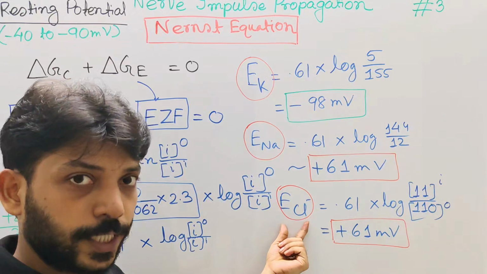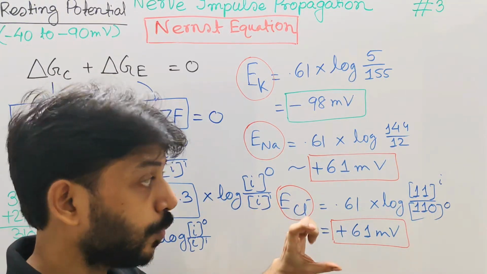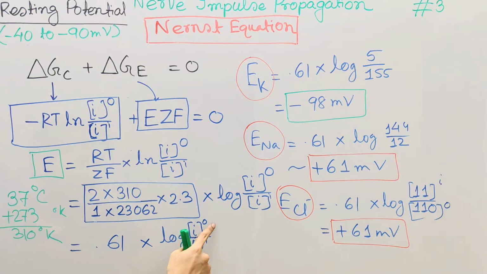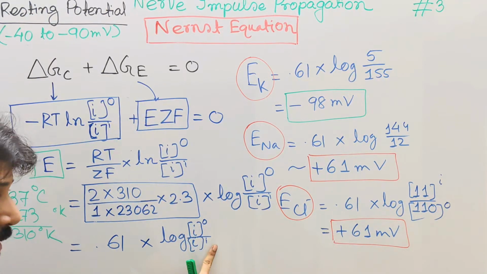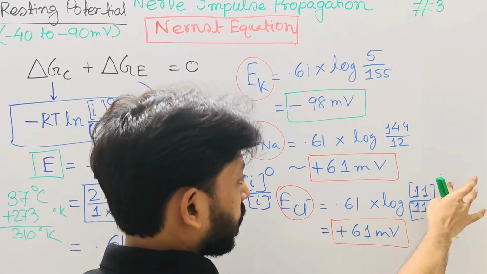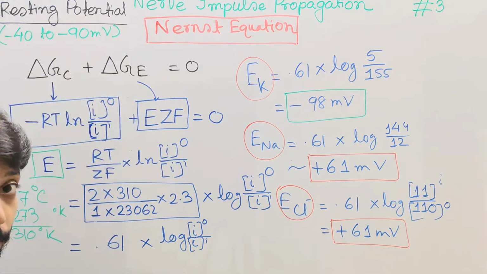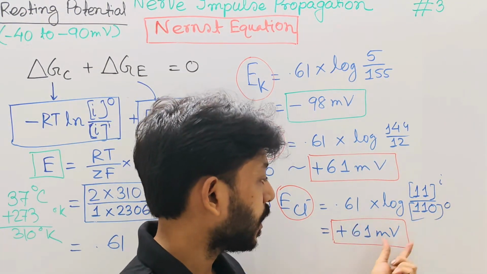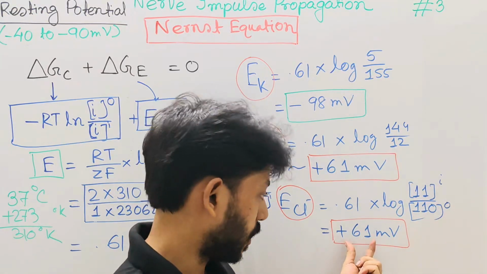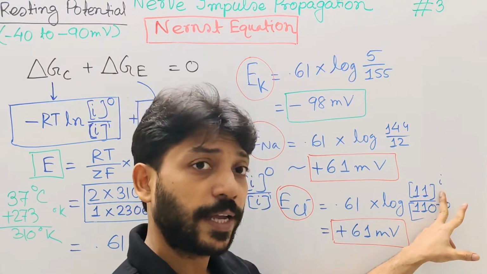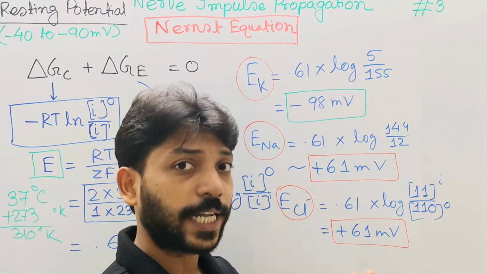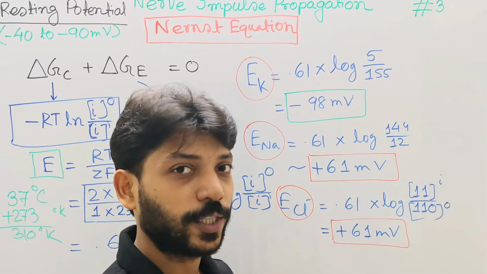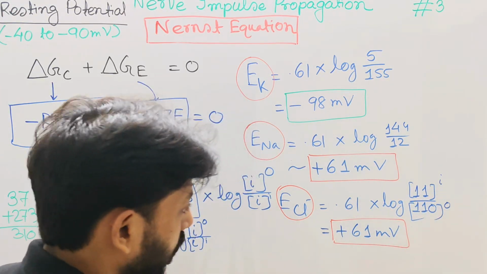And in the case of chlorine, because chlorine carries a negative charge, we will convert it, and it will make a difference. In this case outside concentration is divided by inside, so we will convert it into inside divided by outside, because it is negatively charged. Now that value also comes to approximately 61 millivolts. I have taken the inside value of chlorine as 11 because it can vary from 4 to 30, so I have taken this example to simplify the value.